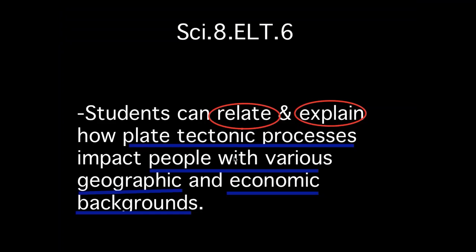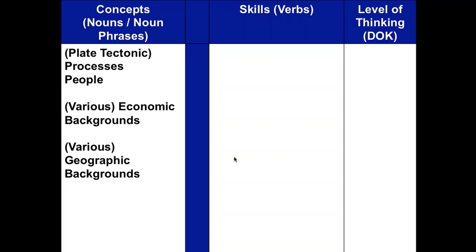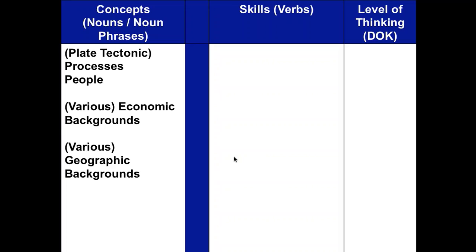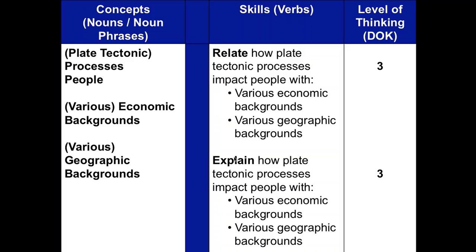I'm going to use now your science ELT that's written here, from the ones you put together. And we'll do the same type of process. We're going to pull out the concepts on the left-hand side, then we're going to pull out our verbs. In this particular example, they have to relate how plate tectonics impacts people with various economic backgrounds or various geographic backgrounds. Explain how plate tectonics does the same thing.